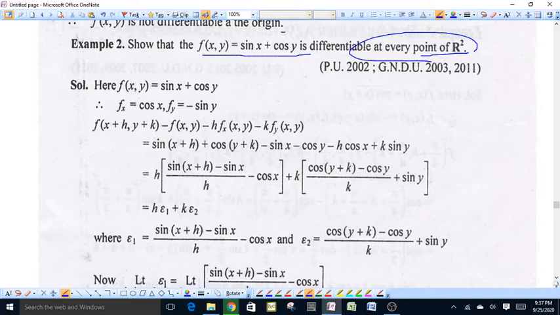Here we have f(x,y) is equal to sin x plus cos y, and if we differentiate f partially with respect to x, we get f_x is equal to cos x and f_y is equal to minus sin y. If we differentiate f partially with respect to x, then we take y as a constant, and we get the partial derivative of f with respect to x is equal to cos x, and the partial derivative of f with respect to y is equal to minus sin y.